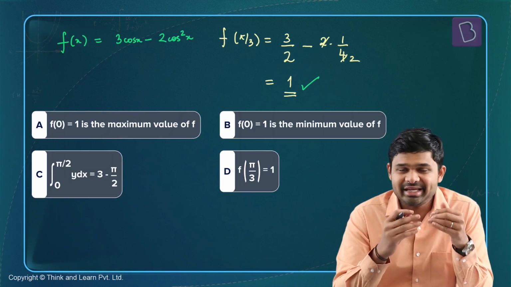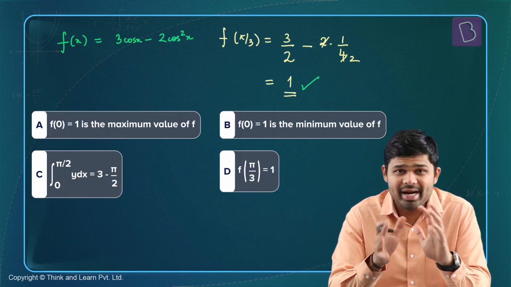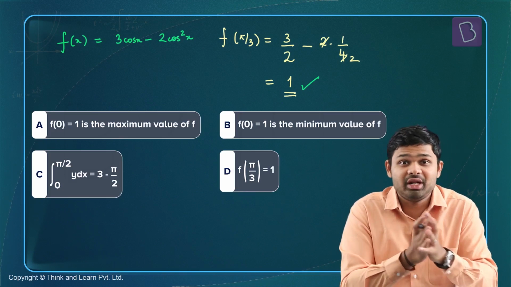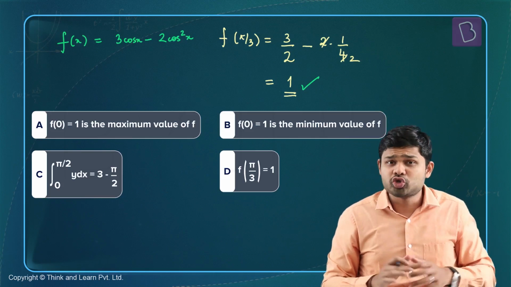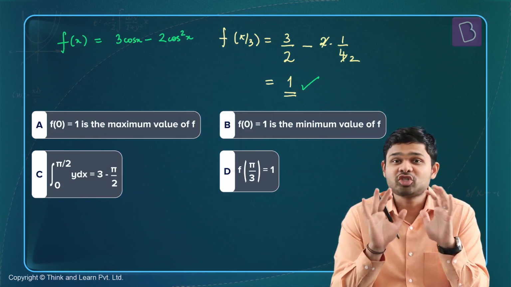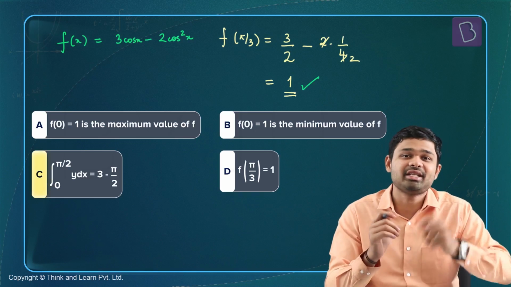Now option C has an integration. Options A and B have maxima and minima. If you don't want to attempt these, you can stop here and move ahead, because there are marks for partially correct answers. So if you get one option correct, you actually have partial marks. If you don't want to integrate, you can stop here and move ahead. But of course, we are going to solve the question in entirety. So let's look at option C. That's easier than option D.